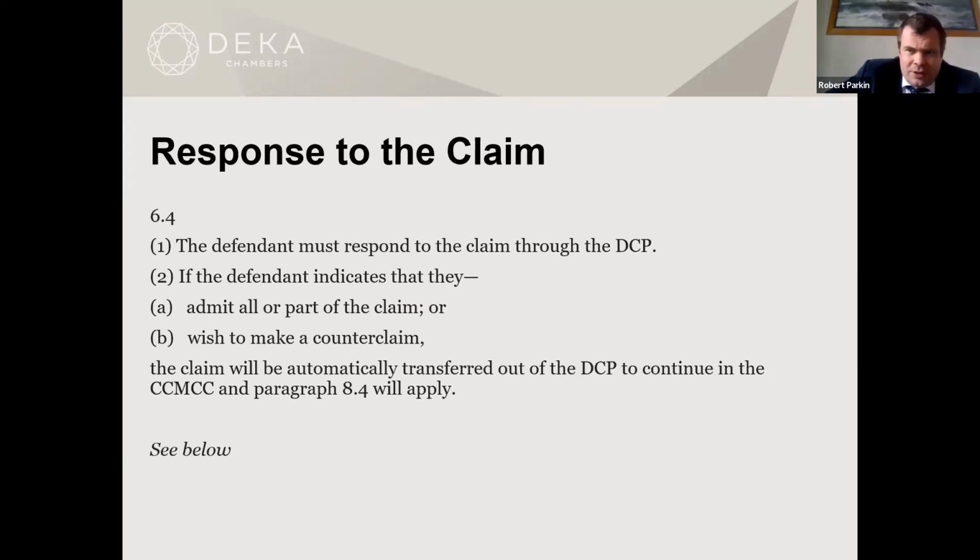There's no specific provision, interestingly enough, for what happens if you have another additional claim other than a counterclaim. In principle, you could make a claim for a contribution, or for an indemnity, or a third-party claim under Part 20 without this rule applying, such that you wouldn't come out of the DCP system. Very odd. But you know, there we are.